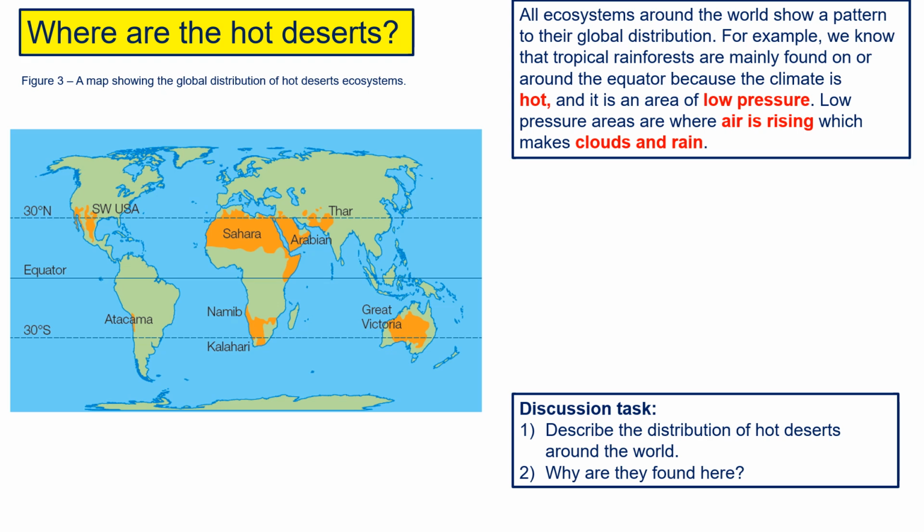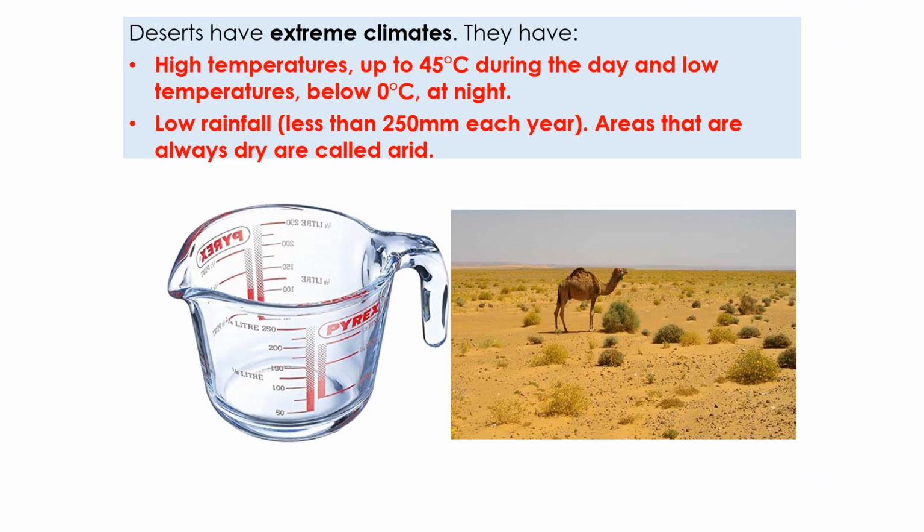So where are hot deserts? It's worth jotting down. Hot deserts are mainly located along the tropics of Cancer and Capricorn. We've got the Sahara Desert in northern Africa. We've also got the Thar Desert in India and Pakistan. The reason they're there is because the equator is an area of low pressure which gets rain, and the tropics are an area of high pressure which leads to low rainfall.